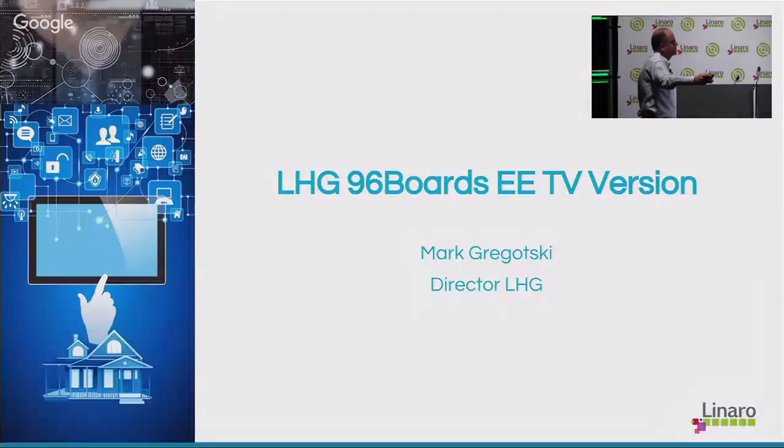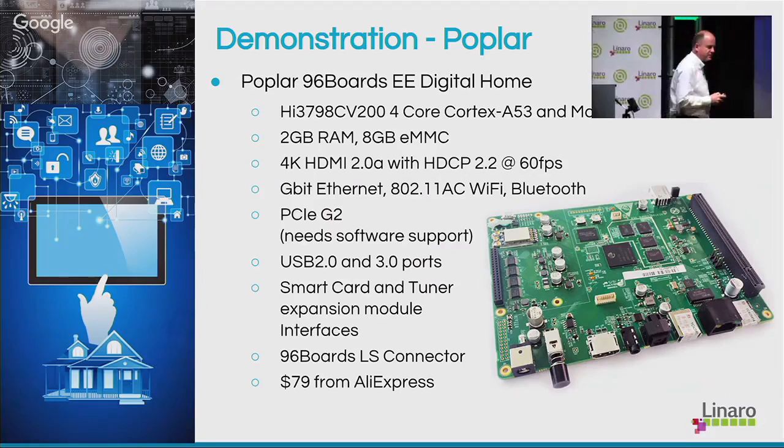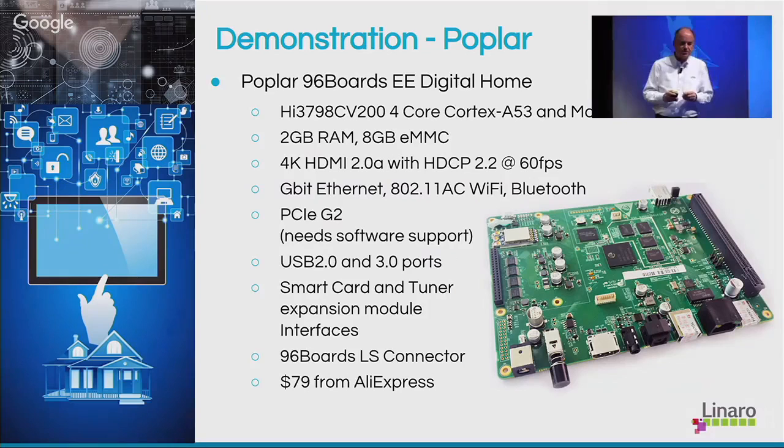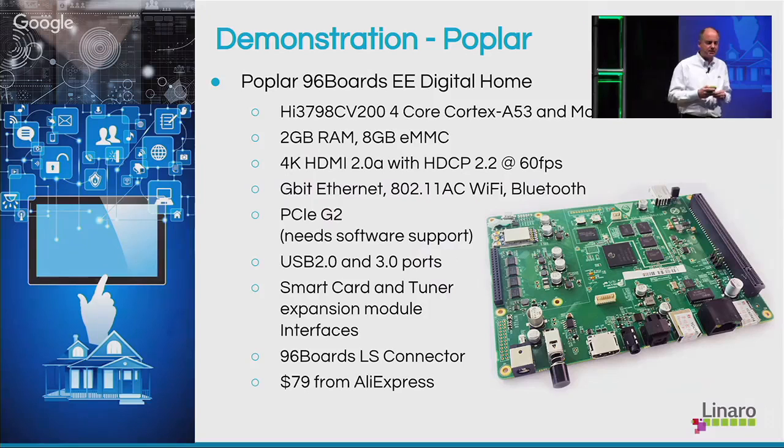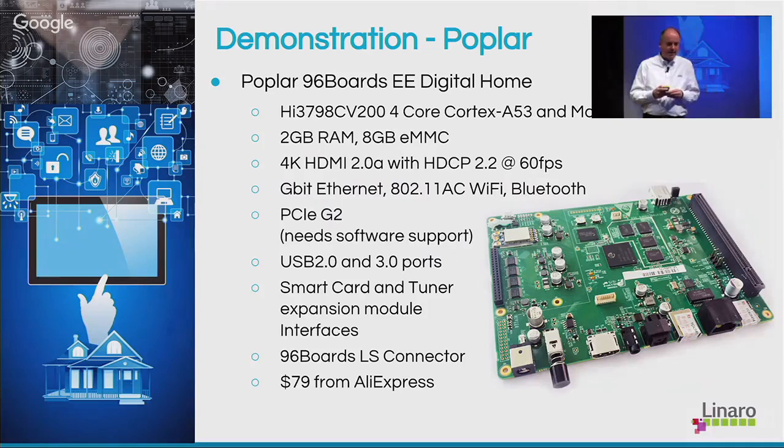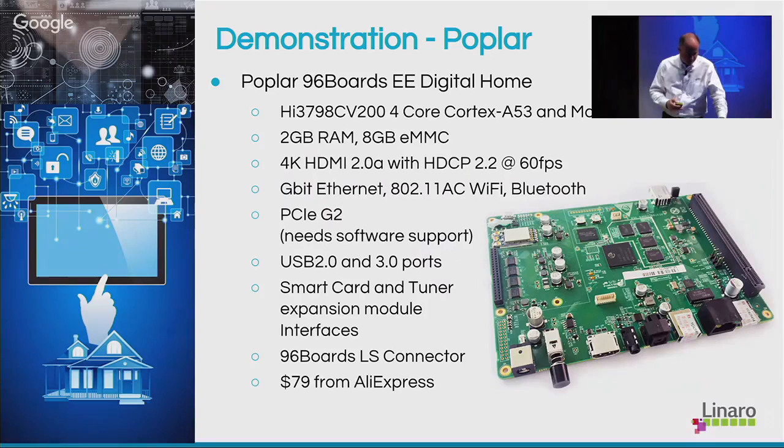Thanks, Mark. What we thought today we'd do is actually show you a demonstration of another 96Boards Enterprise Edition digital home version. This was announced a few weeks ago by HiSilicon, uses a HiSilicon set-top box SoC, also quad A53, and includes gigabit Ethernet, Wi-Fi, and Bluetooth support, as well as smart card and tuner. What's interesting, and the board is here, I'm going to be very careful with it because it's powered up, and we're about to show it to you. This board is available today from AliExpress. It can ship anywhere in the world, and it's only $79, which is pretty impressive.